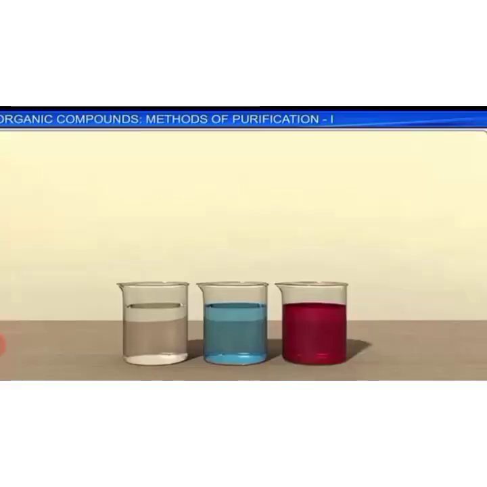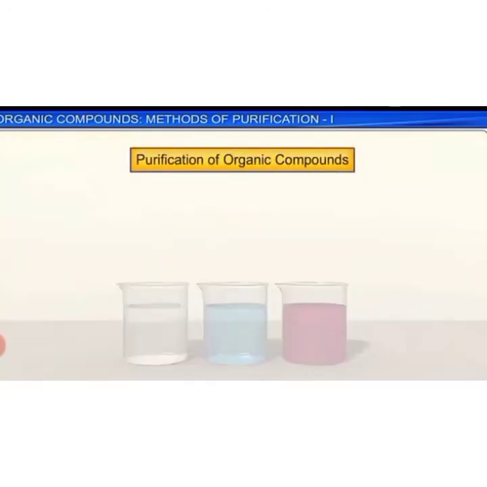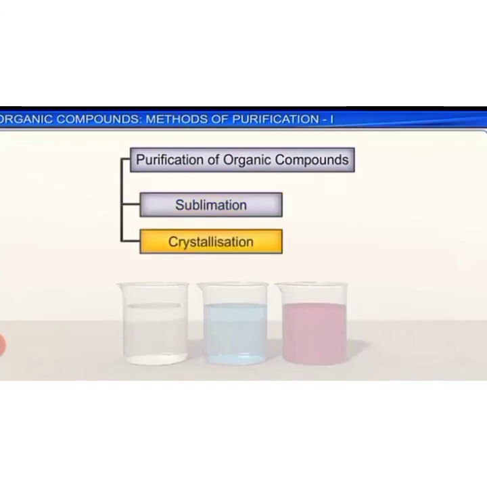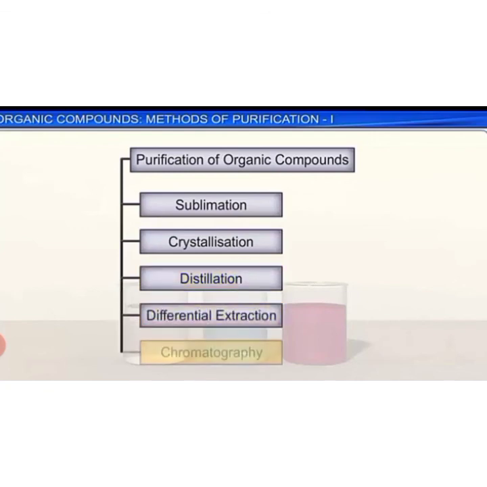Based on the nature of organic compounds and the impurities present in them, organic compounds can be purified using 5 different methods. These are sublimation, crystallization, distillation, differential extraction, and chromatography.